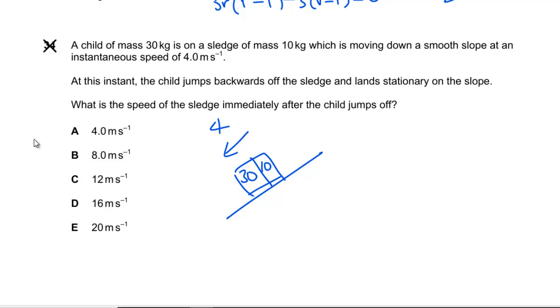Okay, so conservation of momentum: we've got 4 times 40 is going to equal 10 times v. Is that it? So v is 16. So D. No, I didn't want much for that question.